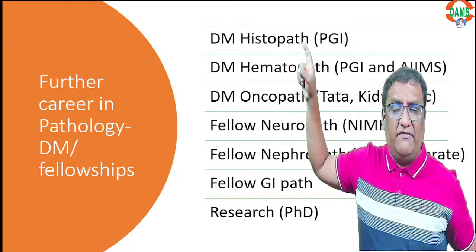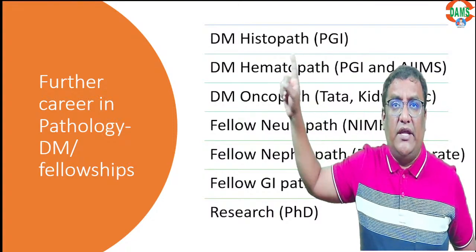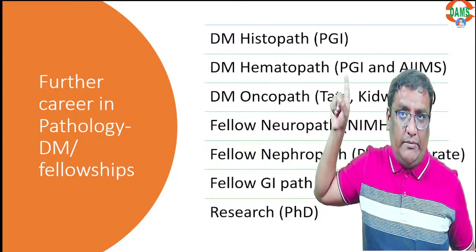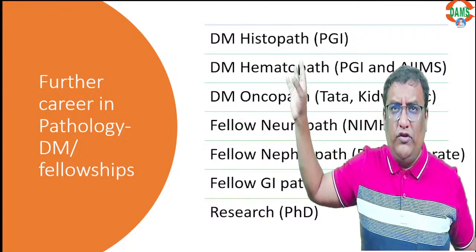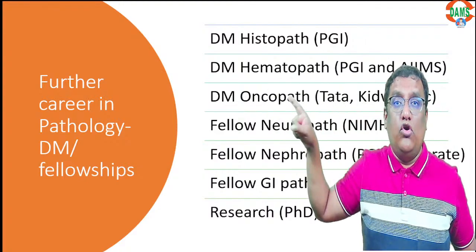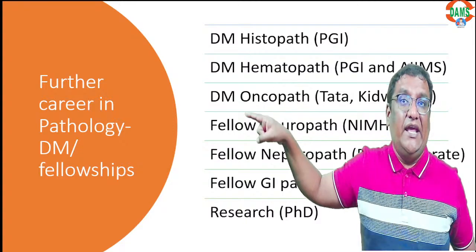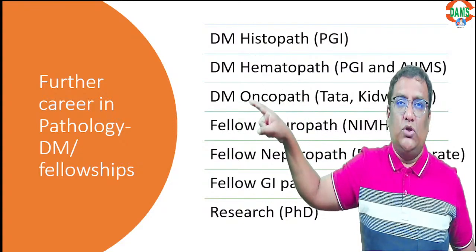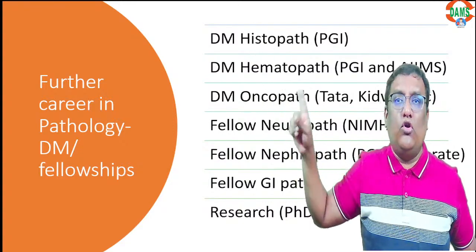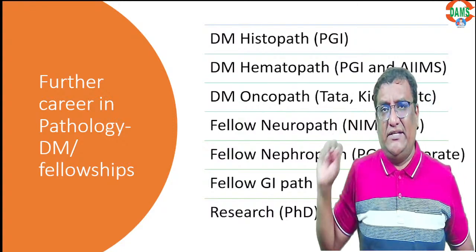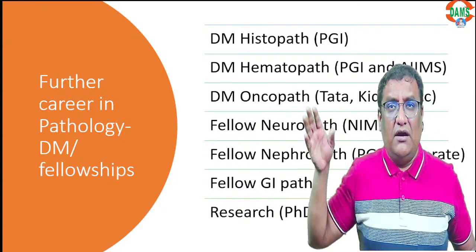DM histopath is available in PGI, then DM hematopathology is available in PGI and AIIMS, and even a few other colleges now. DM oncopath, and there will be DM and DNB, both are there. So DNB SS I'm talking. Oncopath is there in Tata, Kidwai, etc., and 4-5 places.